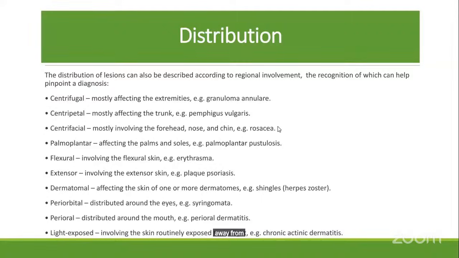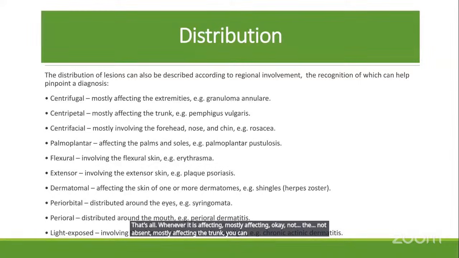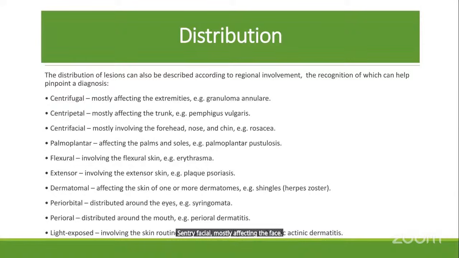Away from the center, that's the meaning. The correct meaning of centrifugal is away from the center. But to keep it easy, if you are seeing the lesions on the extremities only, you can write centrifugal. Whenever it is mostly affecting, not absent, the trunk, you can write centripetal. Centrifacial, mostly affecting the face. Palmoplantar, mostly affecting the palms and soles.